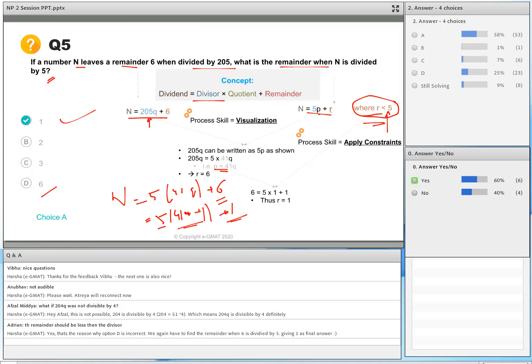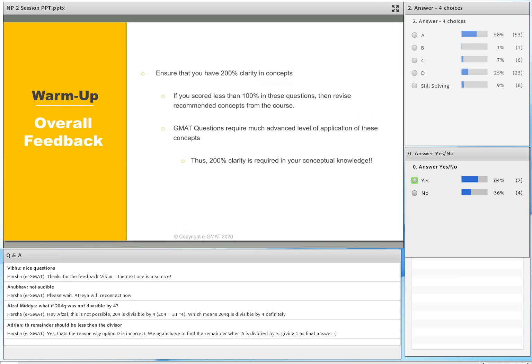I have to divide 6 again by 5 to get the remainder until and unless I get a remainder which is less than 5. Please keep this in mind. An area a lot of students falter at, but yes, please make sure you solve this question effectively by keeping in mind all constraints that you have, right? All right, with that, let's move ahead and discuss the feedback for these 5 questions.